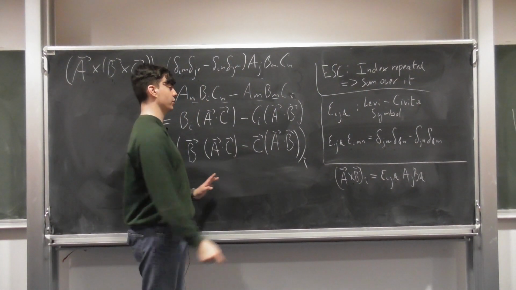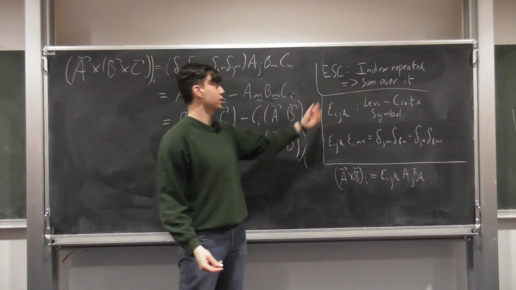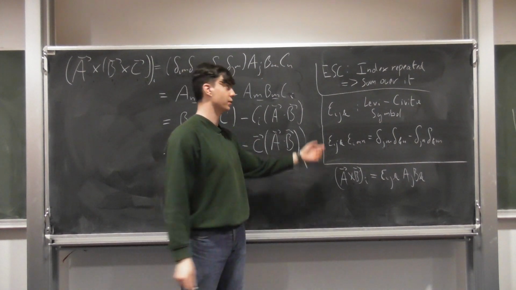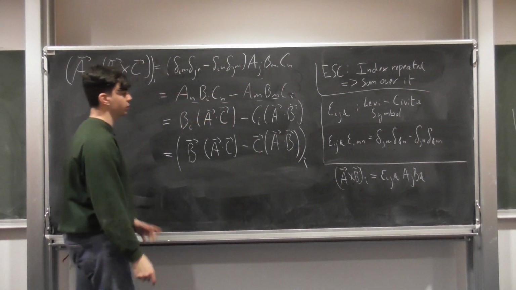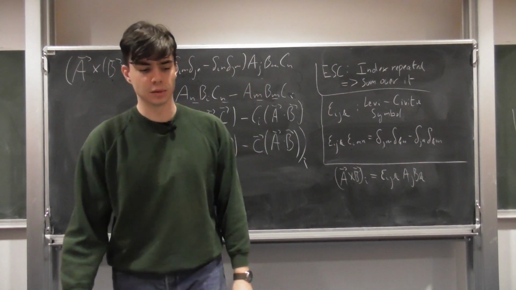Now, I don't know how you would have done it without this. I actually just don't even know. But using index notation and the Einstein Summation Convention and the Levi-Civita symbol, we've been able to arrive at a pretty cool vector identity. And now we're going to do another one, which is a little bit different, but uses the same idea.